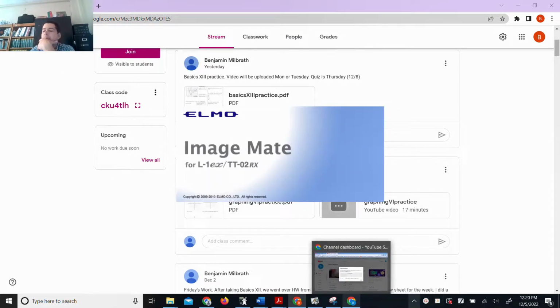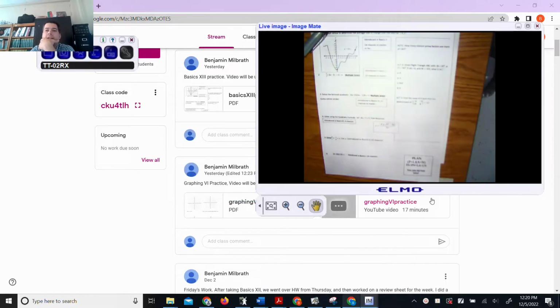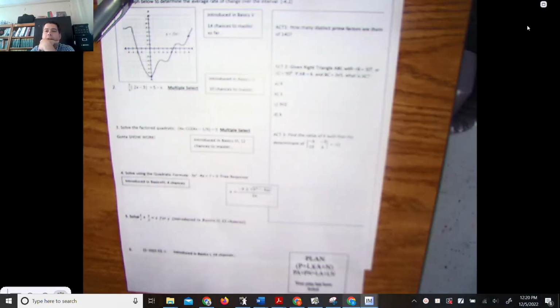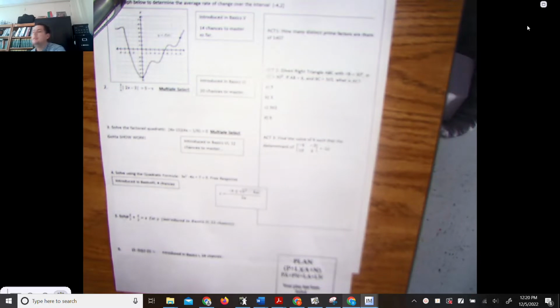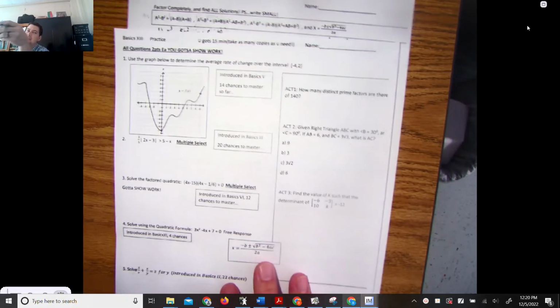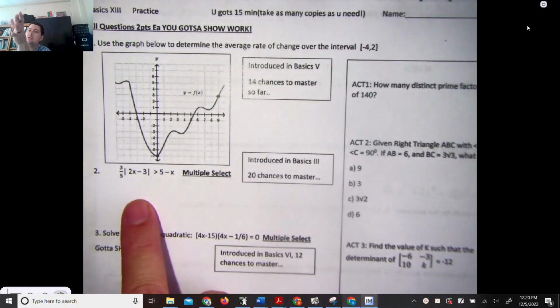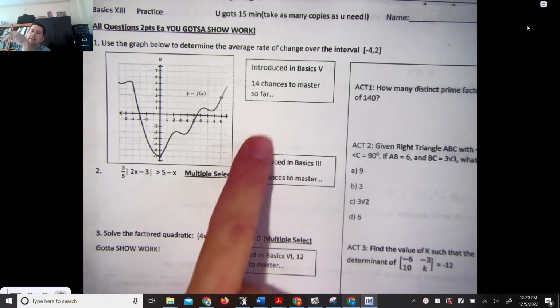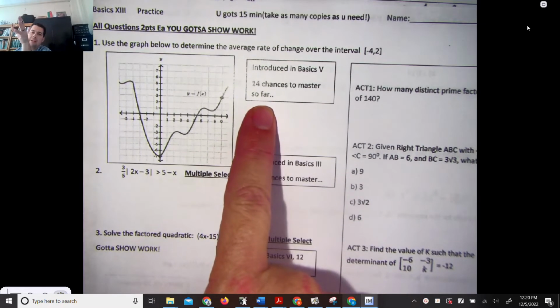So I've got Basics 13 sitting in front of me, which is going to be the last rendition of this quiz. When you come back from Christmas break, it's going to be a whole new set of quizzes. A lot of it's going to change. I had hoped to drop some stuff, but I decided I'd give y'all one more chance to get this. It talks about how many chances you've had to get this stuff right. You've had a lot of chances.